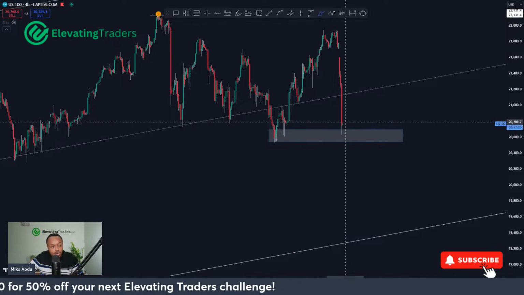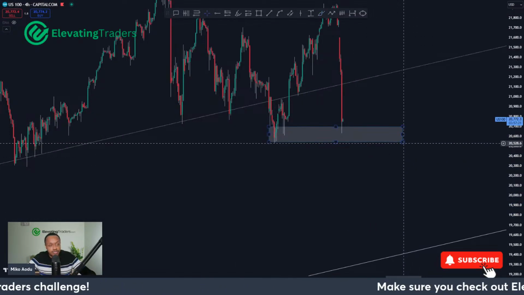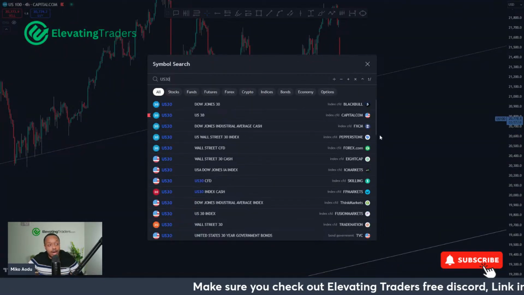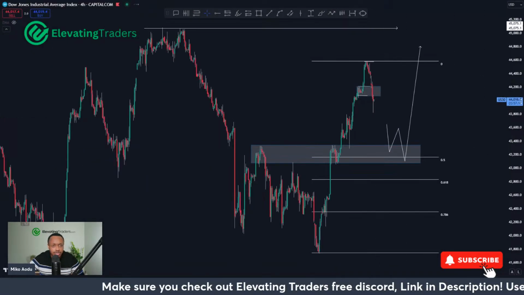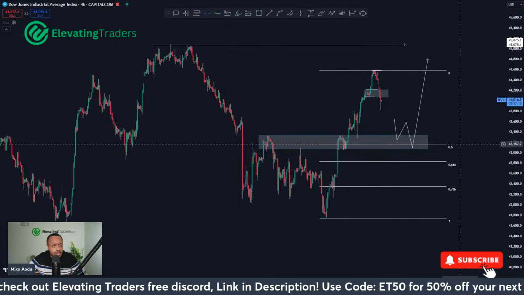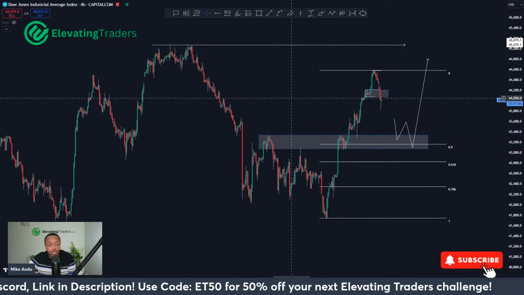And as I said, if you do break through, then I'll expect a bit more downside there for NAS. But yeah, indices have had a really big push to the downside. US 30, I actually still like the buys for this one. This one hasn't been near as bearish as NAS or S&P. And in fact, we do have some nice swing areas for some buys here for US 30.